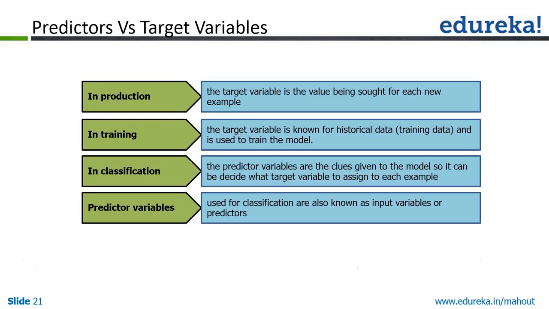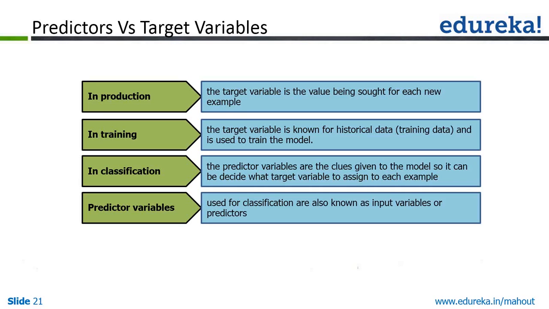So, okay, predictors versus target variable. In production, the target variable is the value being sought for each new example. In training, the target variable is known for the historical data. As I am saying again and again, I know the input and I know the output also when I am starting my training algorithm for the model. So from the historical data I know the target variable.